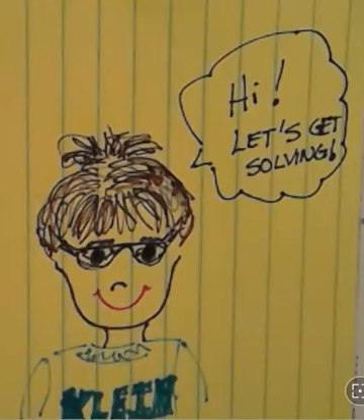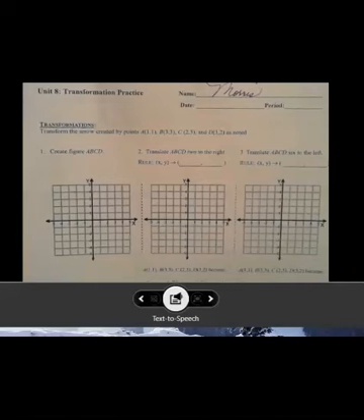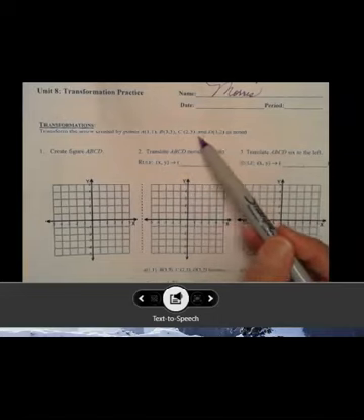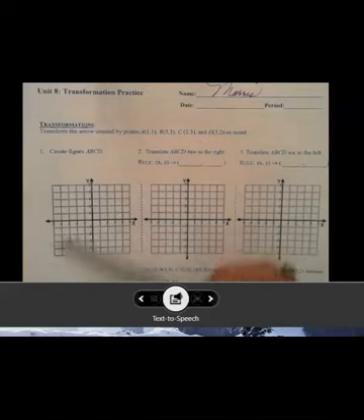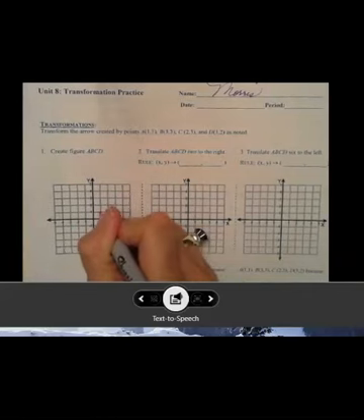Okay, let's get solving. We're working on Unit 8, Transformations. First, we're going to plot the points A, B, C, and D in this first graph to create a little arrow figure. The coordinates of A are 1, 1, that's run 1, rise 1.